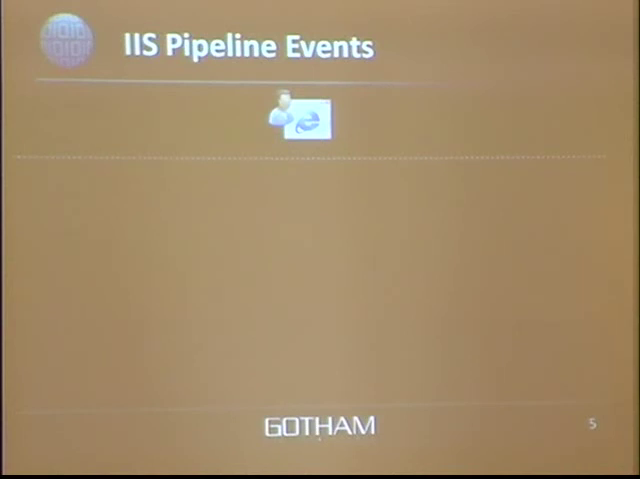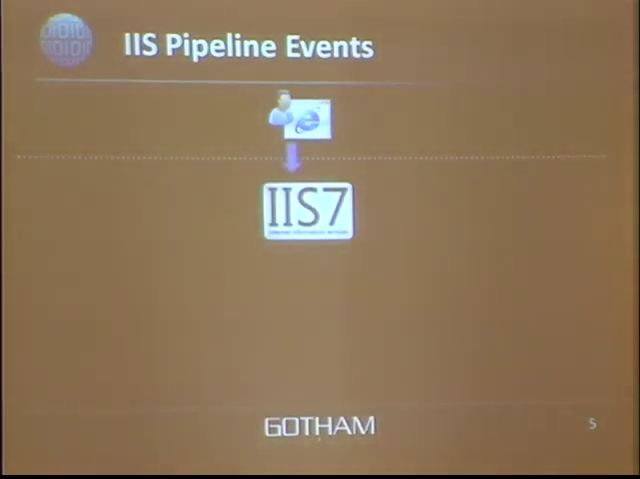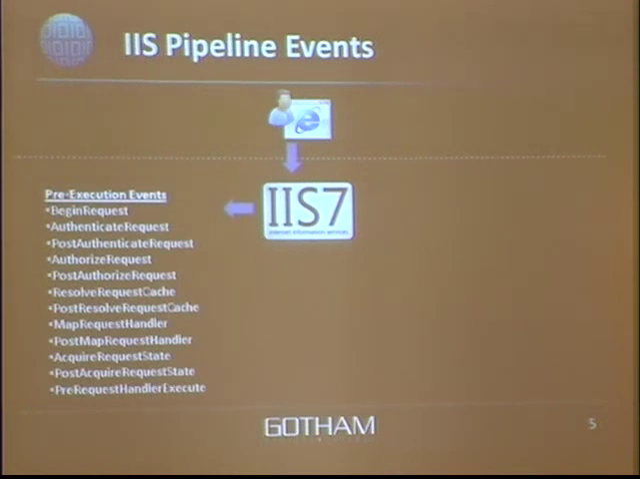So I mentioned before that every module has the ability to hook into one or more of these pipeline events on IIS7. And just to give you an overview of how a typical request is processed in integrated mode, the user makes a request to IIS7, and then the web server runs through all of its different events and figures out which modules, if any, need to hook into the event and hands control over to that module, and then when they're done, it takes control back.